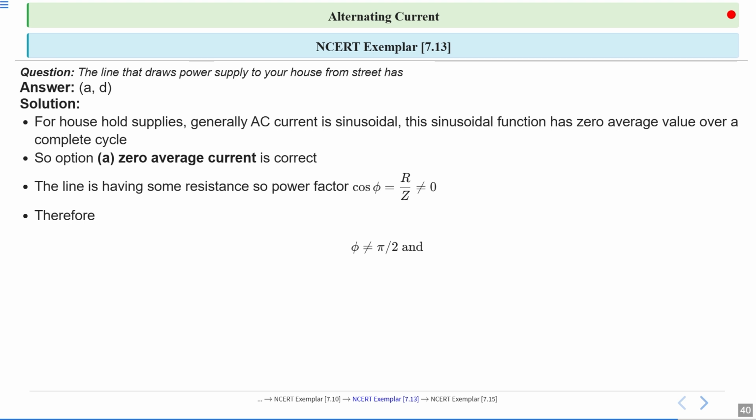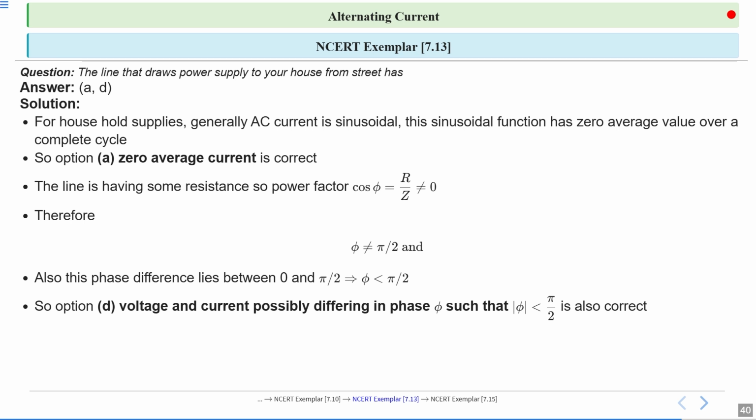Therefore, phi is not equal to pi by 2. If cos phi were 0, phi would become equal to pi by 2. Since cos phi is not equal to 0, phi is not equal to pi by 2. Also the phase difference lies between 0 and pi by 2, so phi is less than pi by 2. So option D, voltage and current possibly differing in phase phi such that phi is less than pi by 2, is also correct.